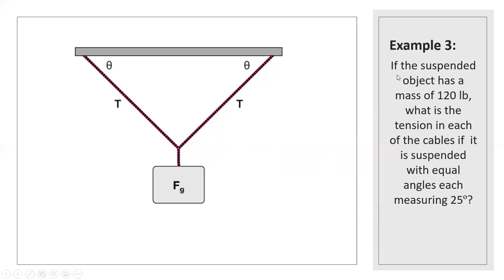So in this case, a suspended object, so this is like the very first slide where I first started talking about how the vectors work. If a suspended object has a mass of 120 pounds, what's the tension in the cables if it is suspended with equal angles measuring 25 degrees? Now, the first thing for this question that should hopefully jump out to you is the word pounds. You haven't had pounds in a question yet. We need to convert that to kgs. So 120 pounds divided by 2.2 leaves us with 55 kgs.